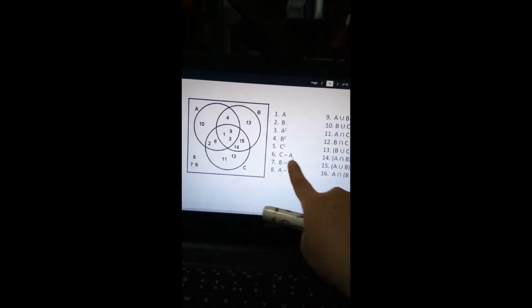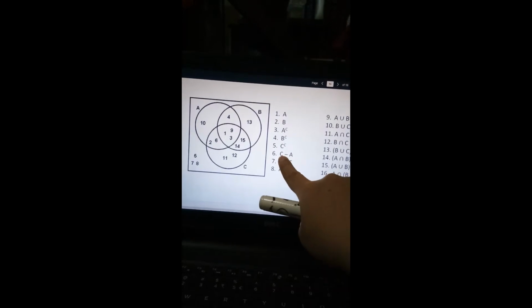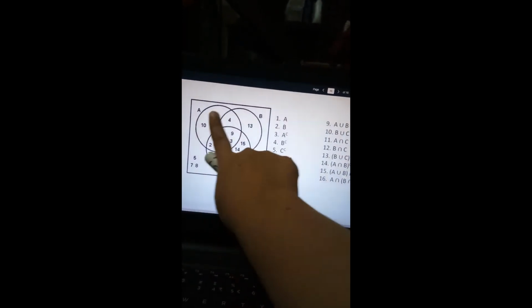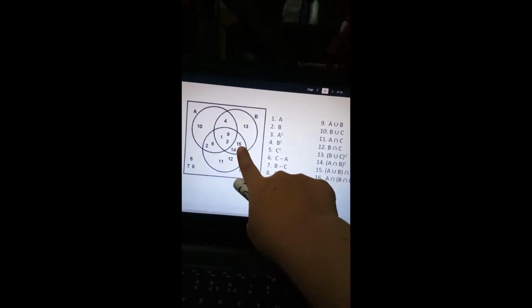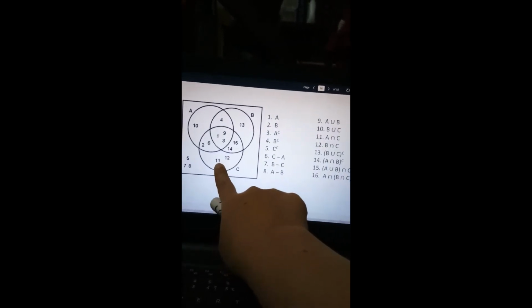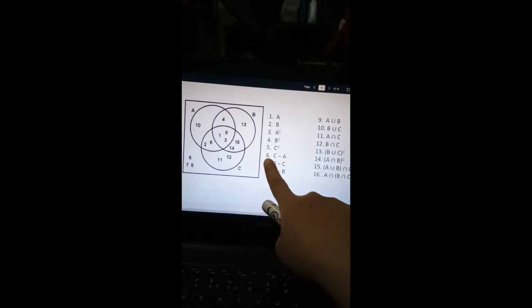There. So, next tayo, number 6, C minus A. C minus A, alisin daw si set A, anong naiwan kay set C? Ganun ang meaning niya. Okay, so alisin mo daw si set A, anong naiwan kay set C? We have 11, 12, 14, and 15. Yes, kasali ito kasi set C pa rin ito. Uulitin ko, it's 11, 12, 14, and 15. That's the answer of number 6.